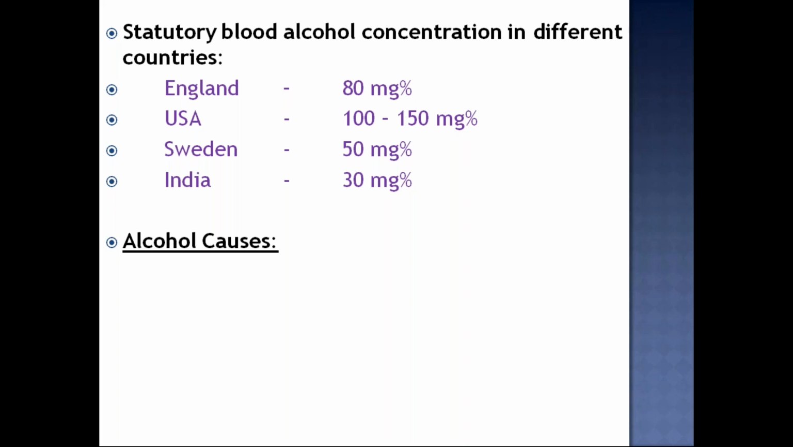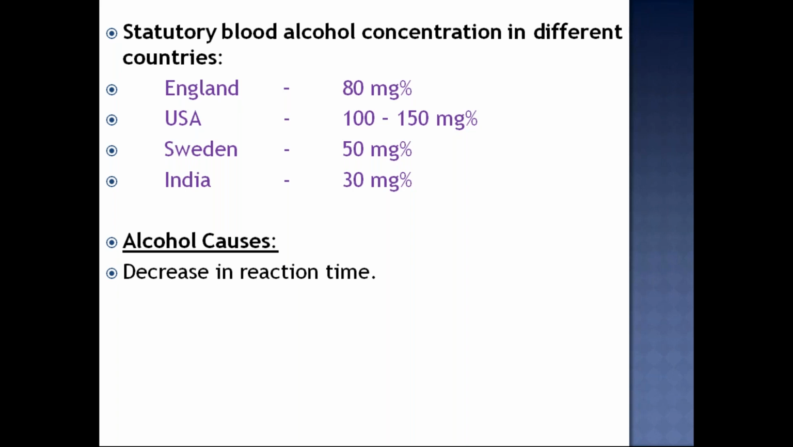In Sweden, it is about 50 milligrams percentage. In USA, it is about 100 to 150 milligrams. In England, it is about 80 milligrams percentage. So these are the values above which the person will be booked under drunk driving cases.